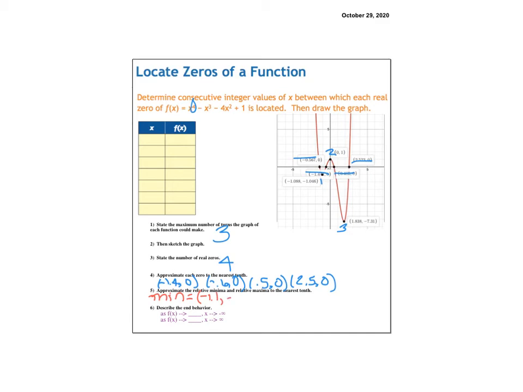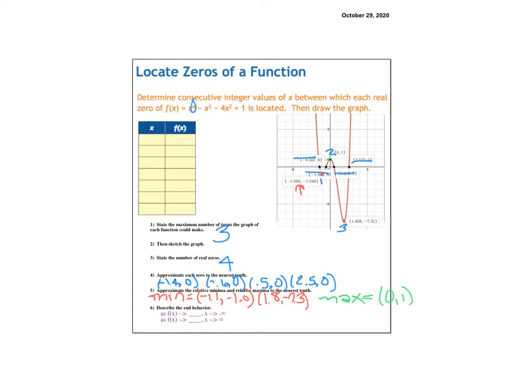negative 1.0, and so that's here, which is this point, and this point, which is at 1.8, negative 7.3. All right, and then we also have a maximum here at 0, 1.